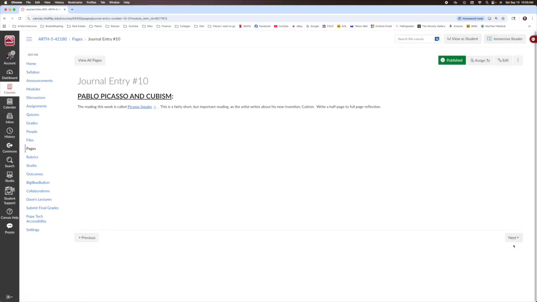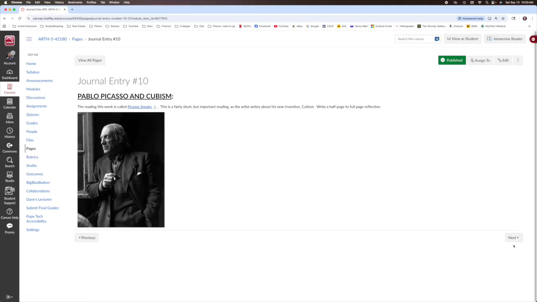The next one is a much shorter reading on Picasso and Cubism. It's just about 2 pages in length, but it's about him talking about the changing ideas of art as we get into abstraction. All right, that is everything.